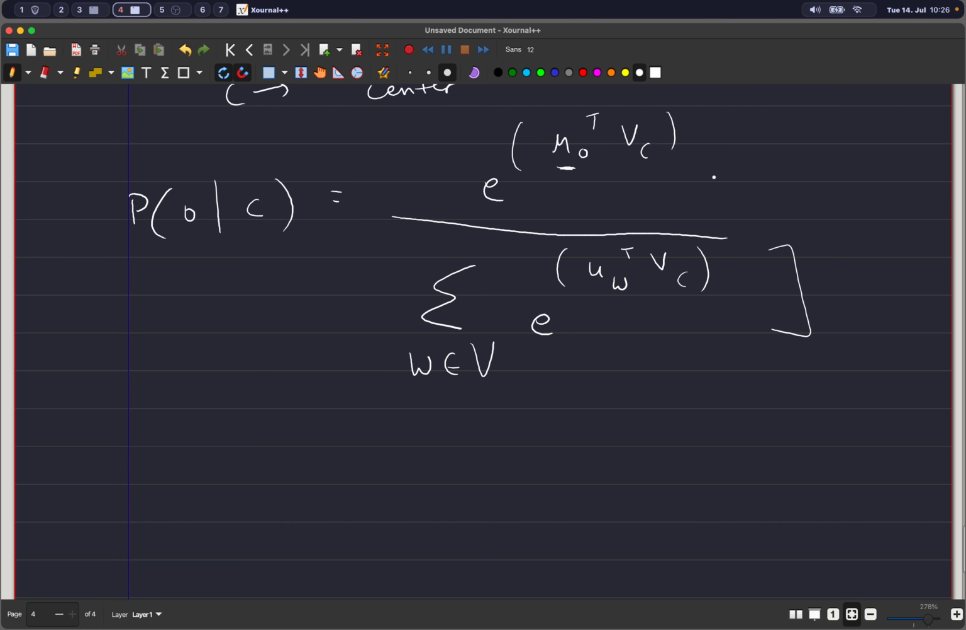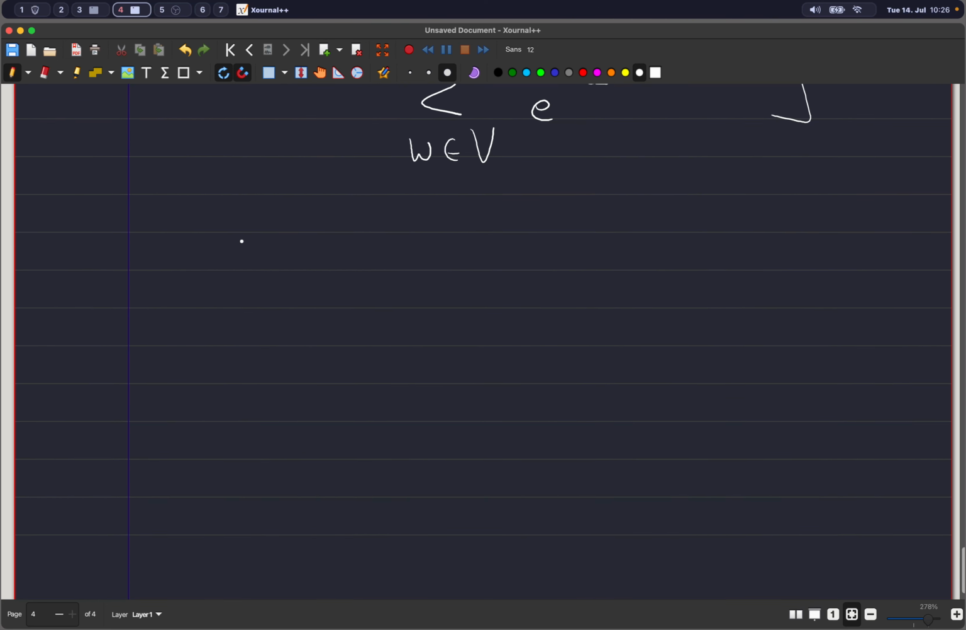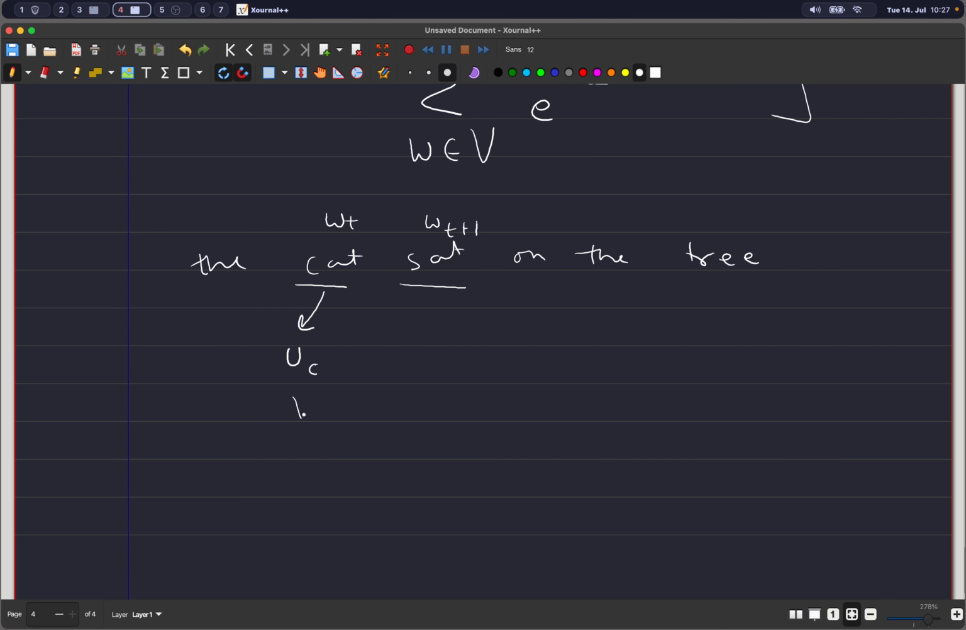This is our outside word vector. This is our center word vector. And we are just normalizing over the entire dictionary as well. Now, the higher this product U o times V c is, the higher the probability of them being similar. So suppose we have a sentence, the cat sat on the tree, right? So cat and sat are very close together. So this is, let's say, our w t, this is our w t plus 1. And for cat, we will have two vectors. One will be when it is the outside vector, and one when it is the center vector. Same goes for, let's say, sat, we will have U sat and V sat.